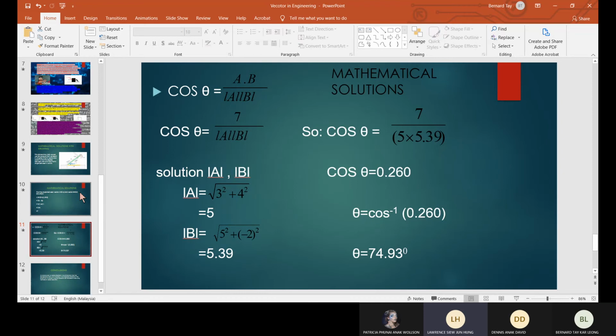So now we take inverse cos of 0.260. So finally, the degree between stair and floor will be 74.93 degrees. Thank you, that's all for me. I will pass it to my next friend.